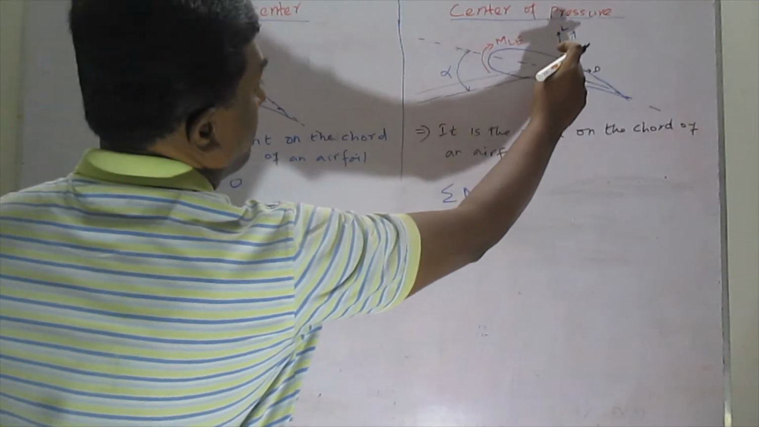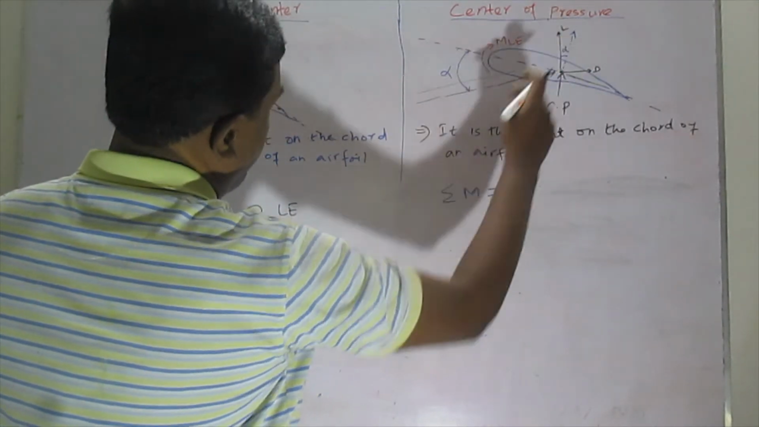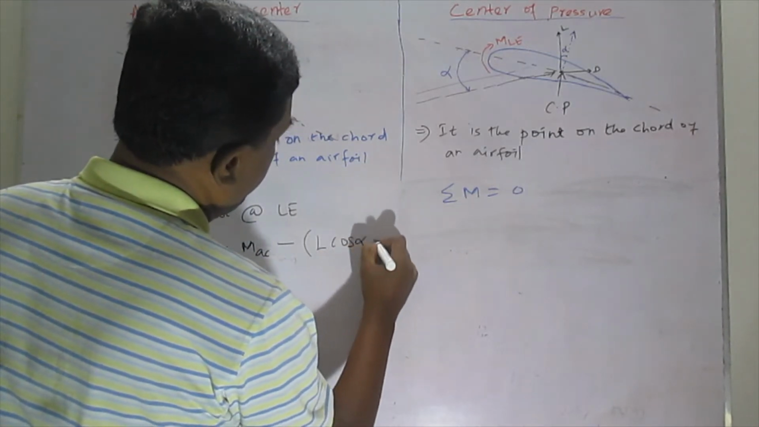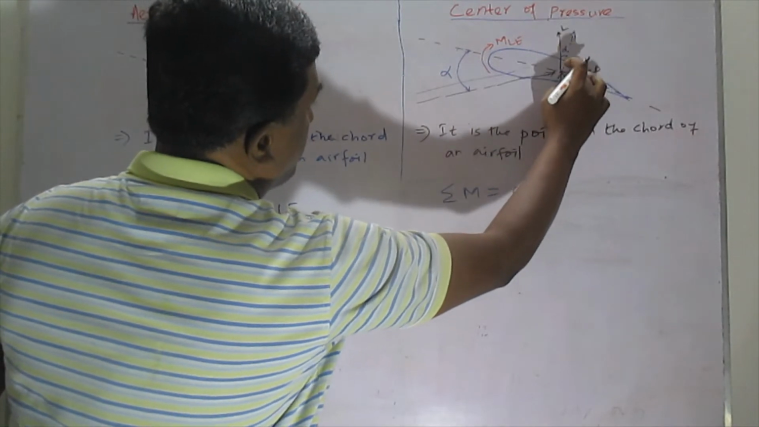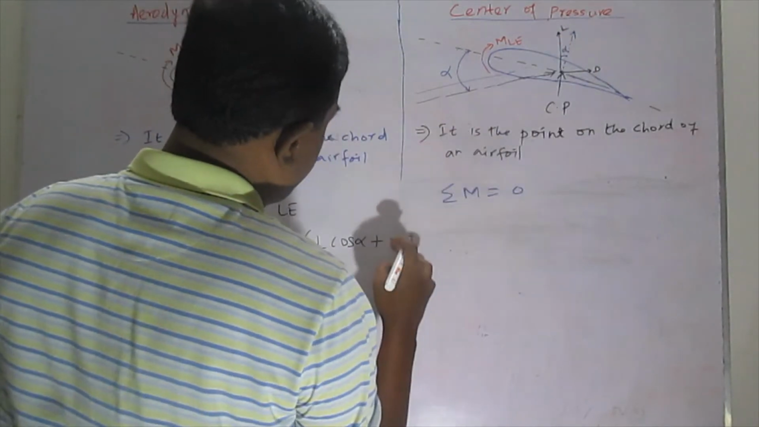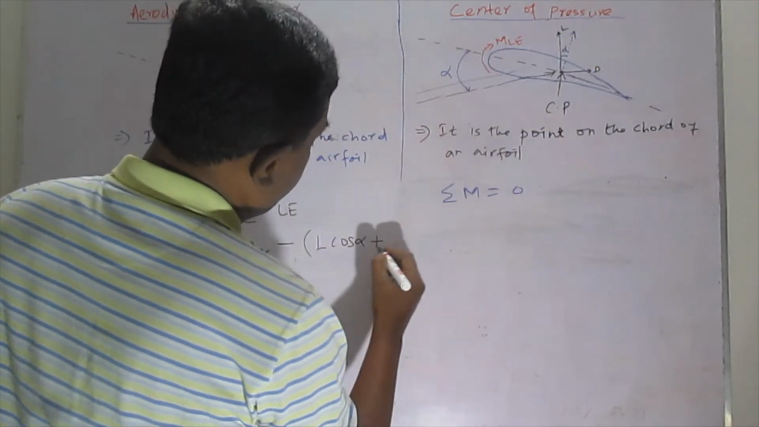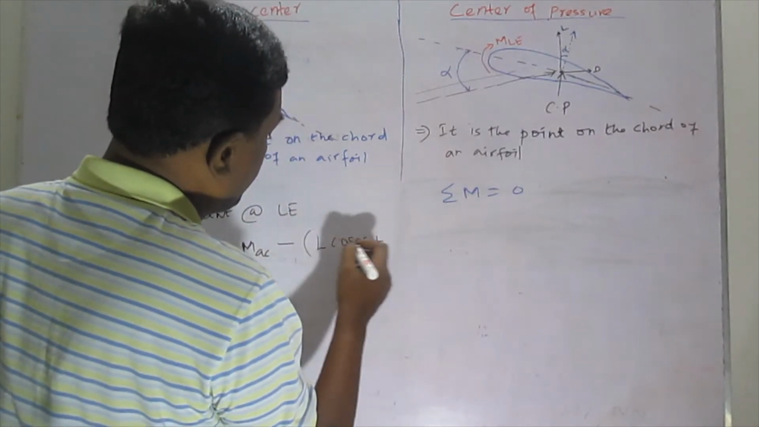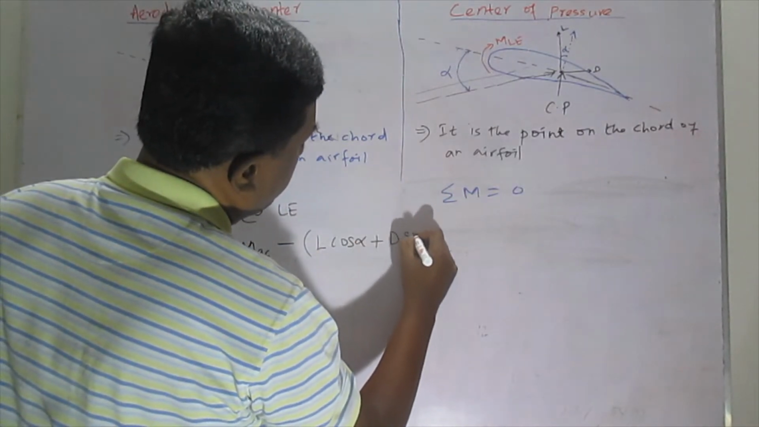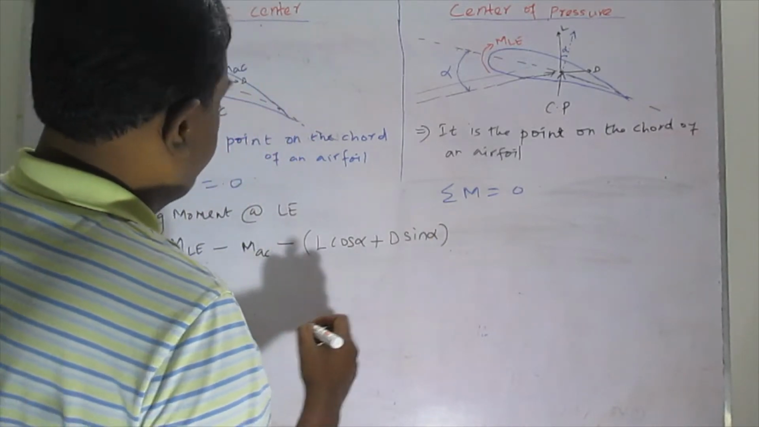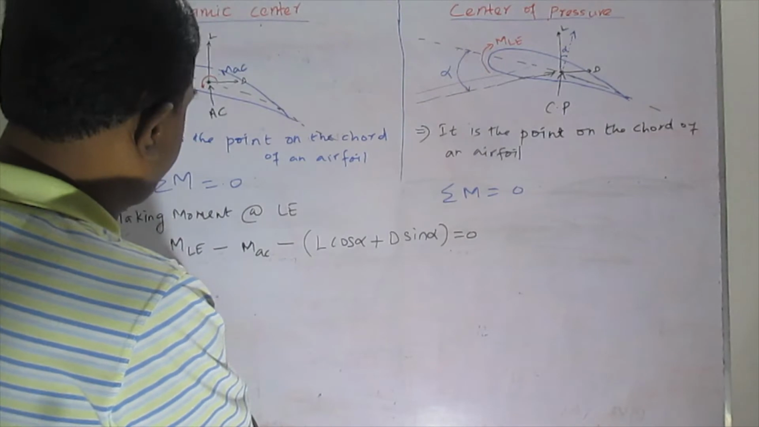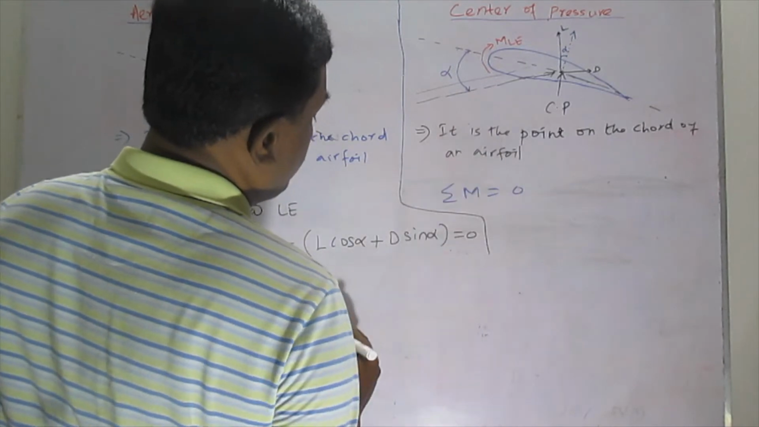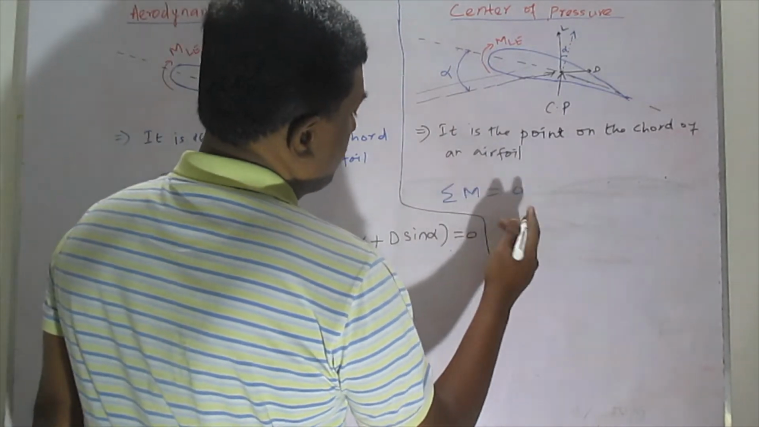So from this figure we can understand that lift will be L cos alpha, plus the drag also will be subjected to an angle, so that is D sin alpha. So that will be, both will be added, so both will be in the same sign convention. So D sin alpha, this is equal to 0 in this case. So similarly with respect to here we can write the summation of the moment.